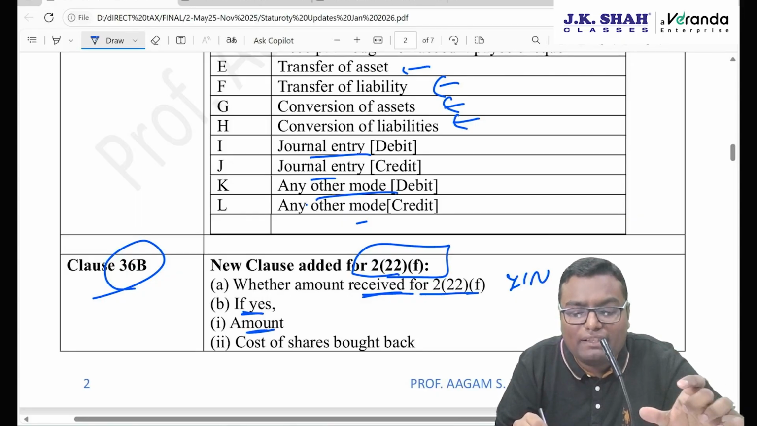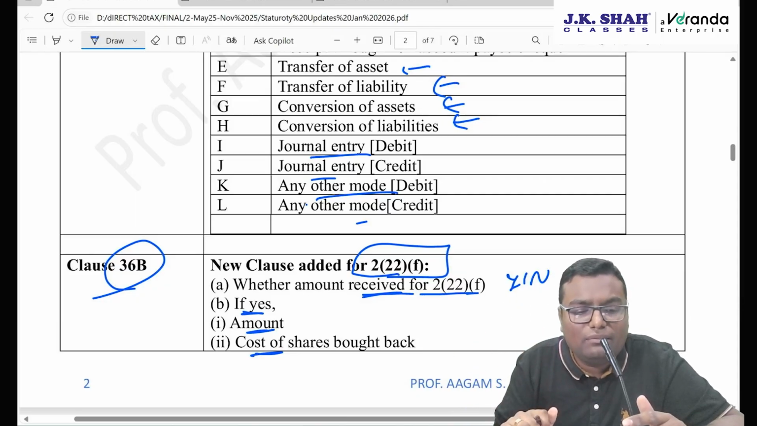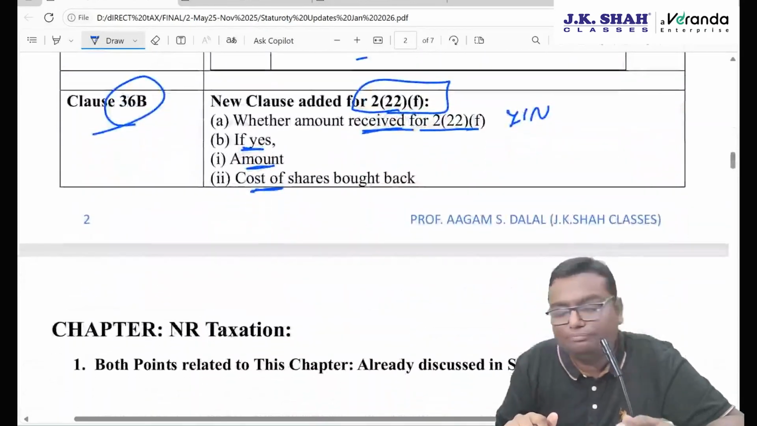The amount of that buyback received and what was the cost of the shares. This disclosure is to be given by the auditor under this particular clause. So these were the changes in the 3CD report.